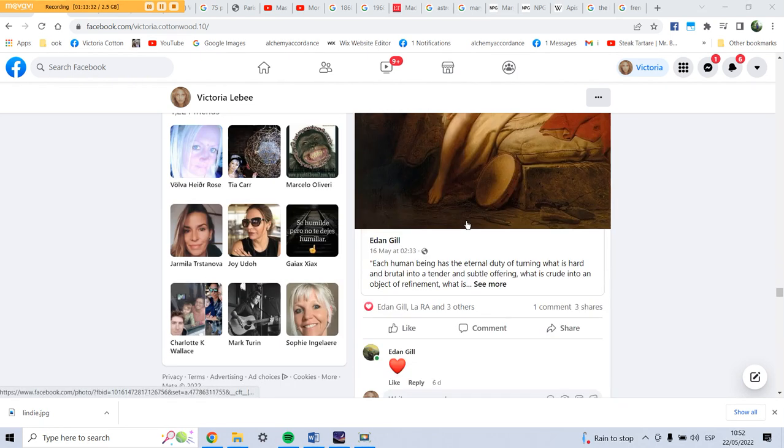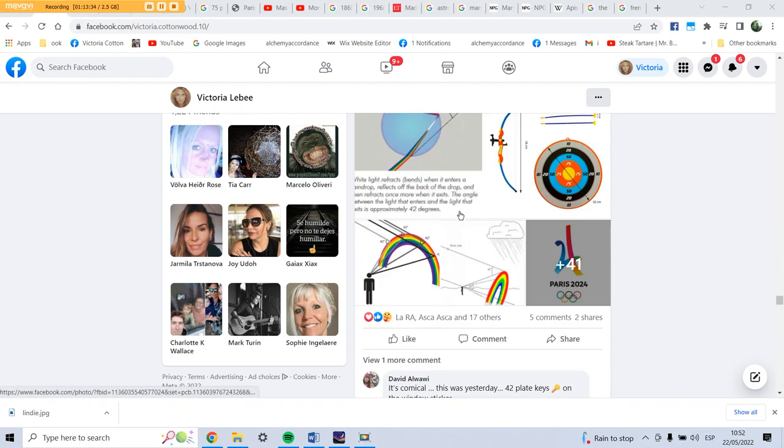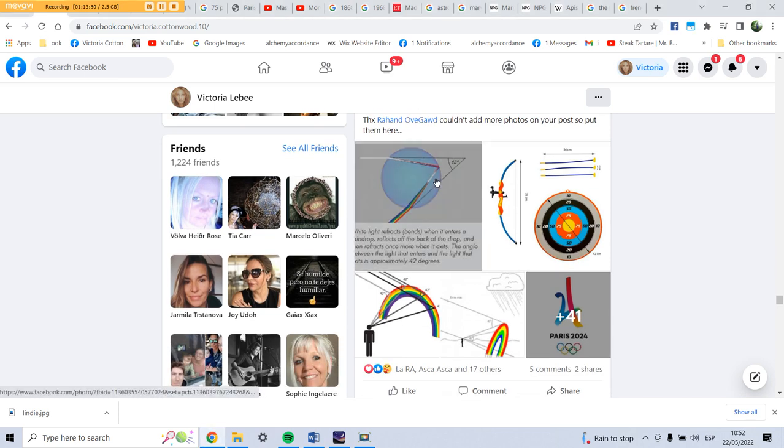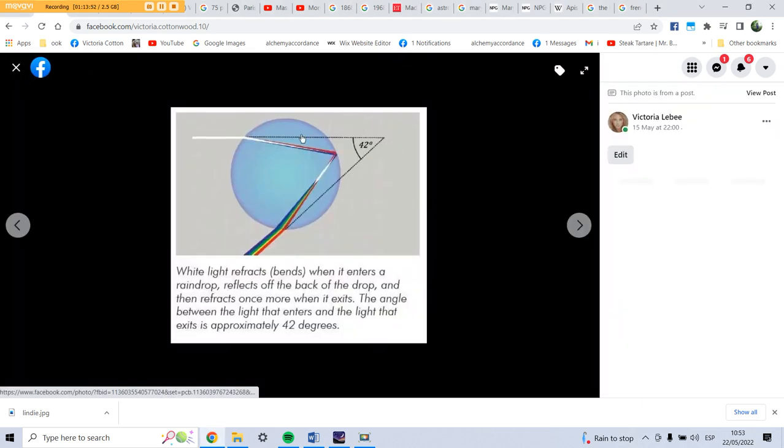Okay, let's try and get to a last important post. So, 24-42 hours de Le Mans, Mars tin, Mans, it is to lie, the char lie. 42, Jupiter is half of Uranus. 84 year cycle. It's only an illusion. This was triggered from somebody who posted this picture.